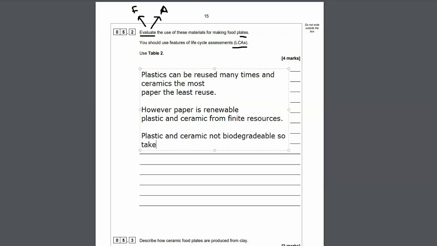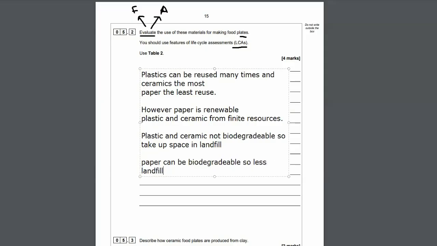Plastic and ceramic are not biodegradable as well. That's a bad point. The plastics and the ceramic will not break down naturally in the environment, so you're going to have to dump them in a hole in the ground in landfill unless you burn the plastics, which releases pollution. But paper is biodegradable on the whole, so it will break down and go back into the soil, so less space is taken up by landfill.